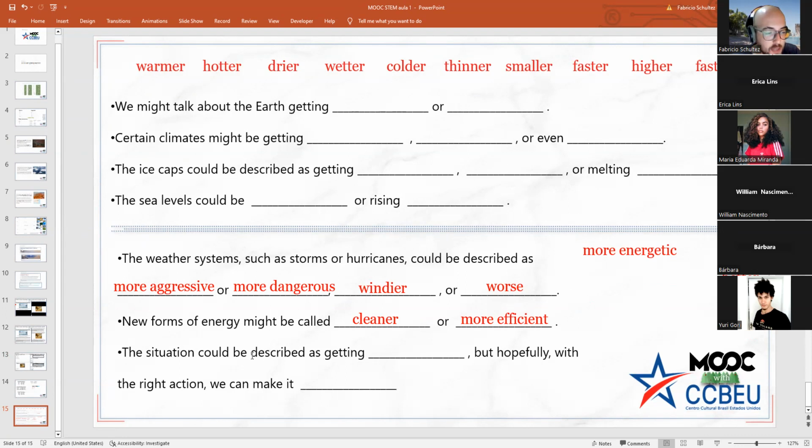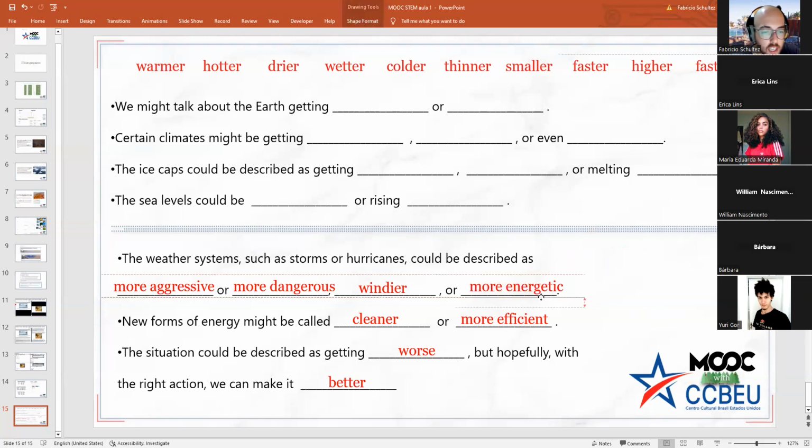The situation could be described as getting... Okay, yes. So worse is here. Correct. Okay. So the situation could be described as getting worse, but hopefully, with the right action, we can make it better. Better. That's true. Correct.